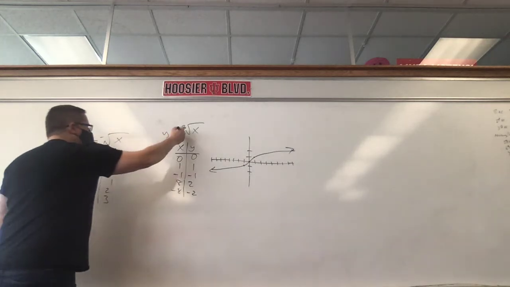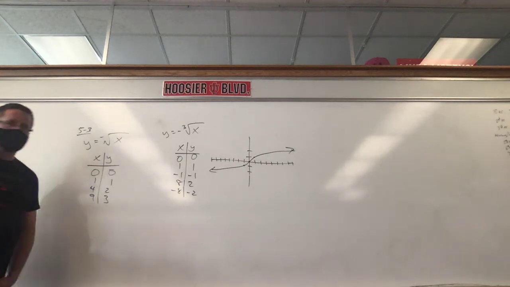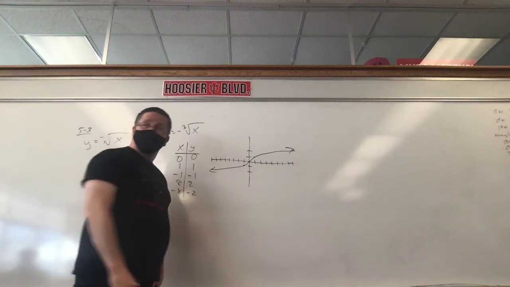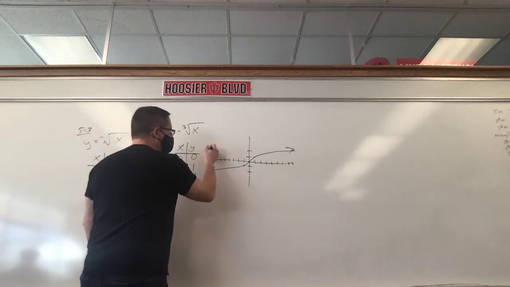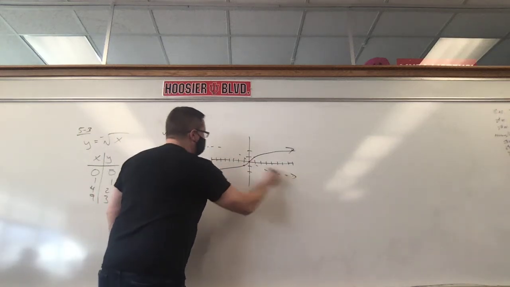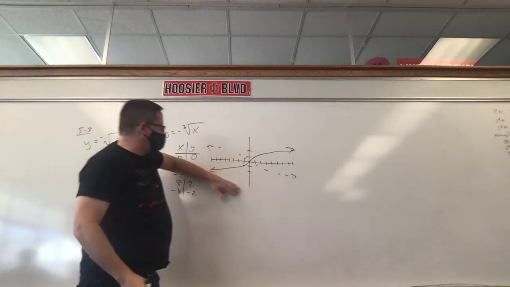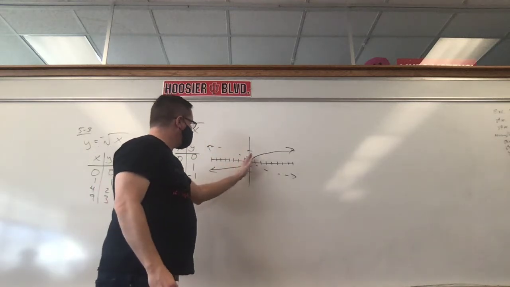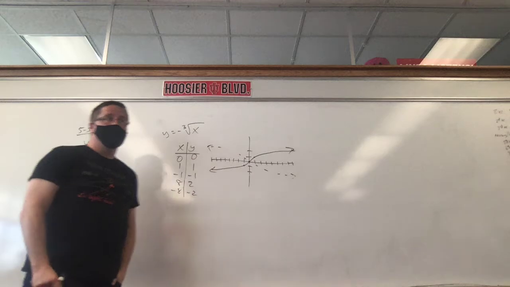What if it was a negative? Reflected how? Over what? The Y. Who's right, the X or the Y? You both are, because what it would look like is this. If I fold this over the X-axis, that lands here and that lands here. If I reflect it over the Y-axis, this part goes here and that part goes there. So you're both right, okay?